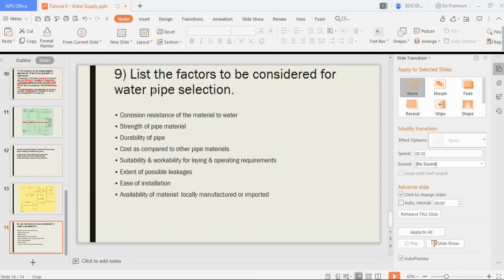So the question just asks you to list, so you just list out. If the question asks you to explain, then you have to give a bit of explanation on why these factors need to be considered. But in this case, the question just asks you to list, so you just list these out, it will be good enough. So that's all for your tutorial 8.